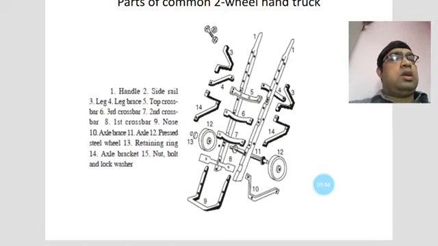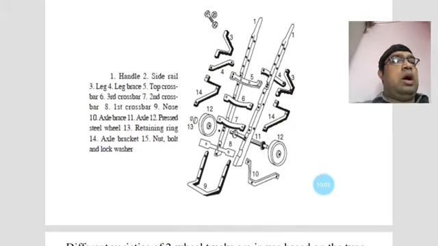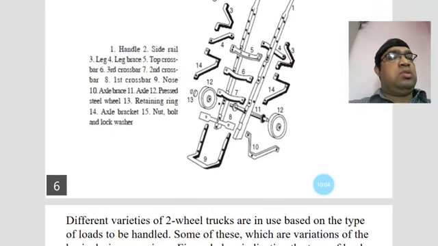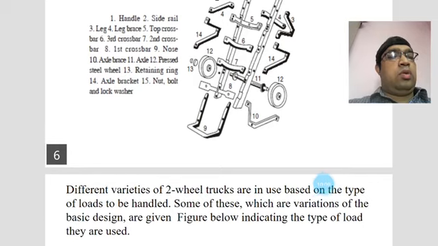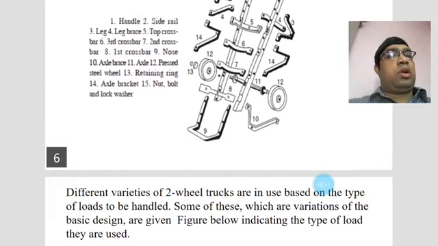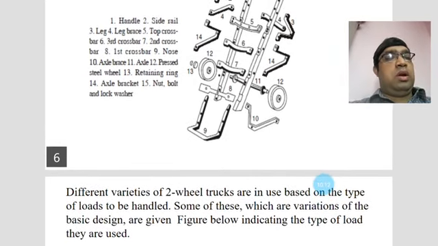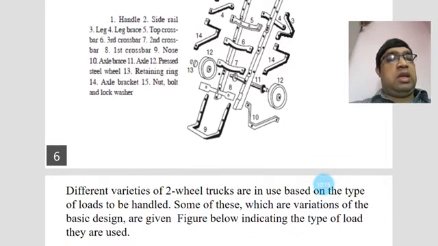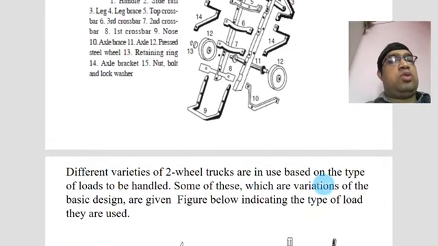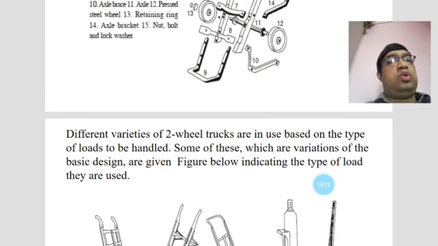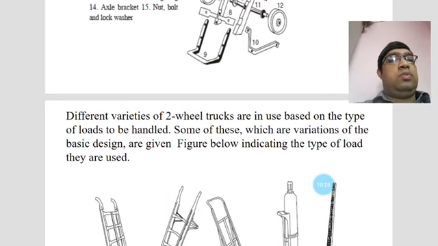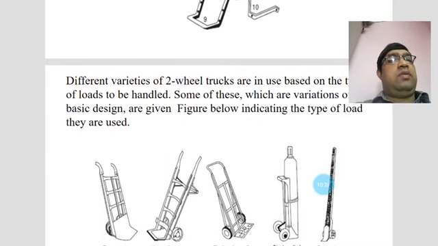But with this last type of wheel hand truck, much more difficulty arises because of the short length, and sometimes the road is narrow, so this type of vehicle cannot be used to transfer the materials. Different varieties of these two-wheel trucks are used based on the type of load to handle. Some variants of the basic design are given in this figure.